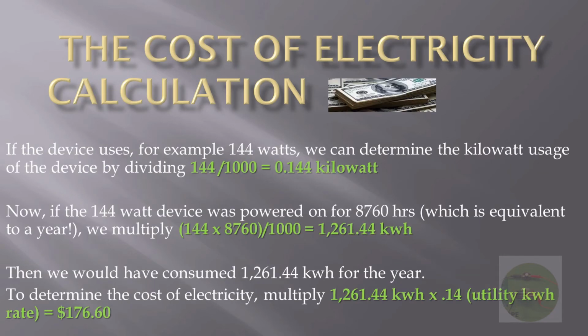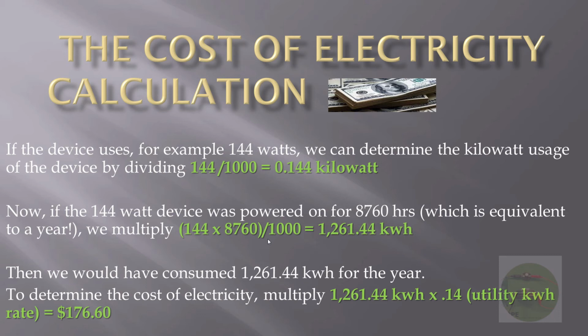On the next screen, I show you an example. If you take that same 144 watt television, which requires 144 watts to run, and you leave it on for 8,760 hours, which is about a year, you multiply 144 times 8,760, then convert that to kilowatts by dividing by 1,000. Just like in basic math, you always perform what's in the bracket first. So first you multiply 144 times 8,760, then you divide that by 1,000, and that gives you the usage in kilowatt hours.